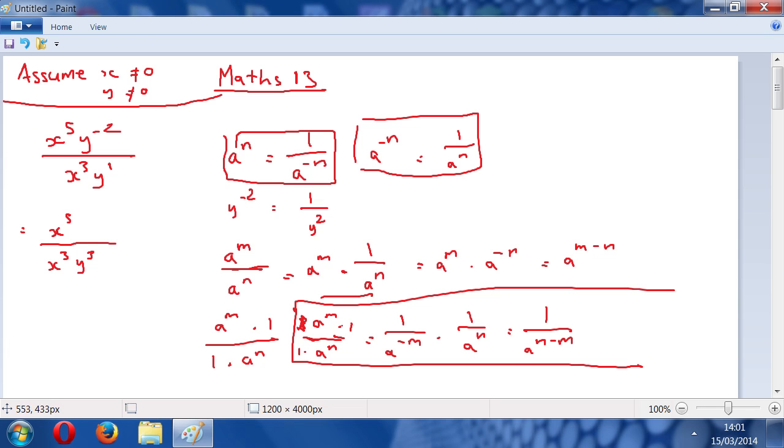The 1 over the 1 over a to the m, 1 over a to the n would become a to the minus n.